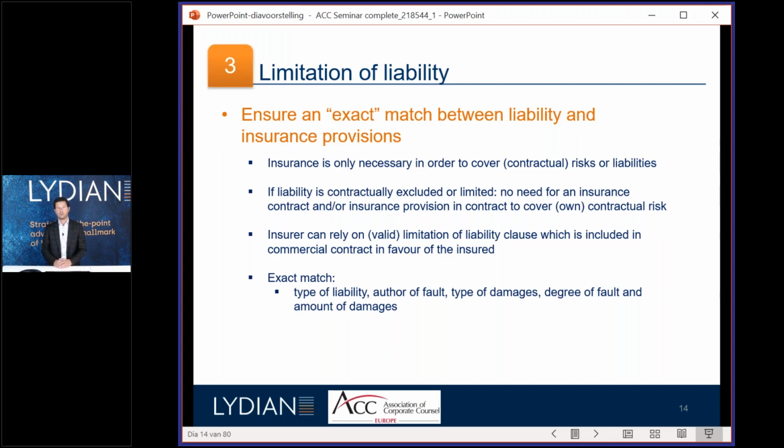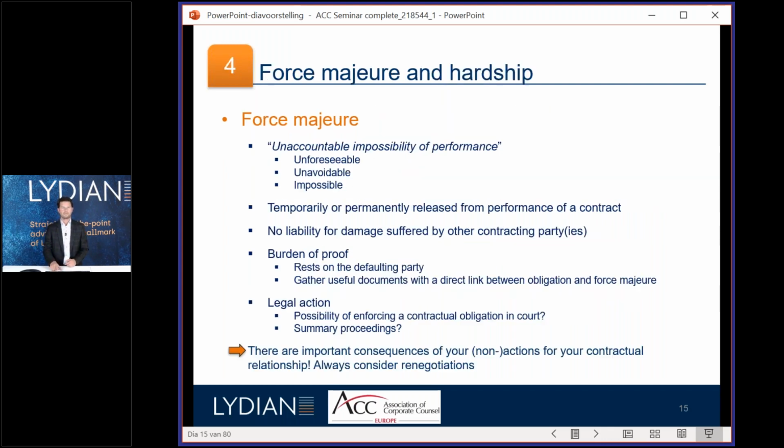So that's very important in order to align that and to make sure that your insurance covers everything, that there's an exact match with regard to the type of liability, type of damages, amount of damages, and so on. That's really important when reviewing the commercial agreement, to also check the insurance policy in place.